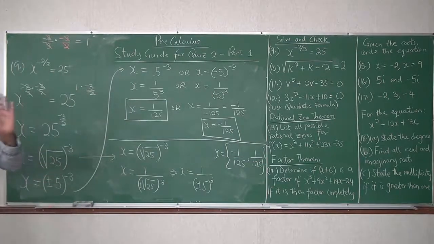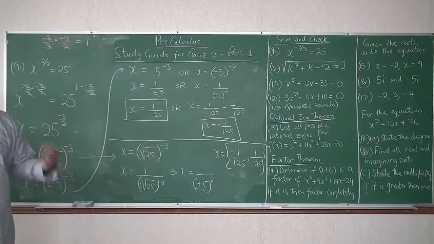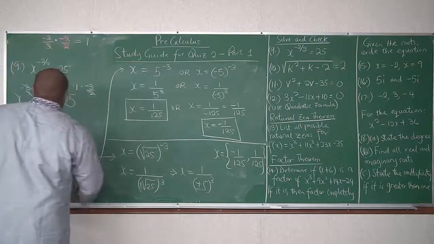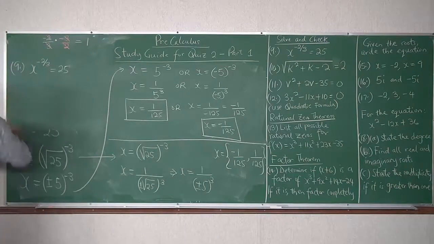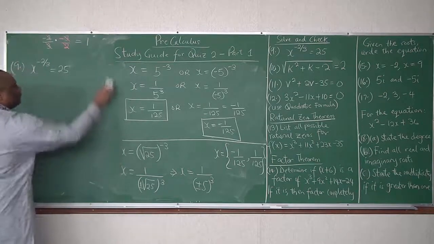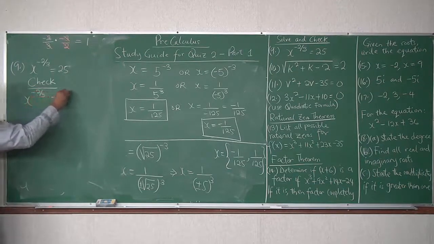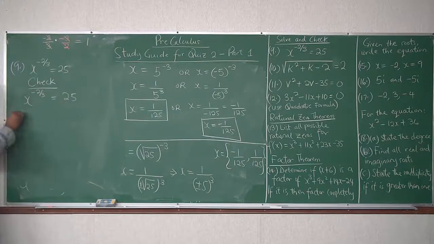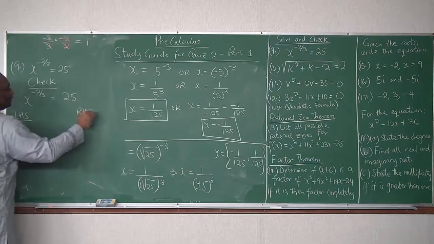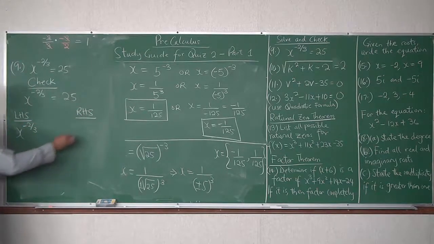And then, I like to teach my students to go the extra step, and that is to check your work. Anything called equations, I like my students to check. We have x to the negative 2 over 3 equal to 25. Left hand side is x to the negative 2 over 3. Right hand side is 25.